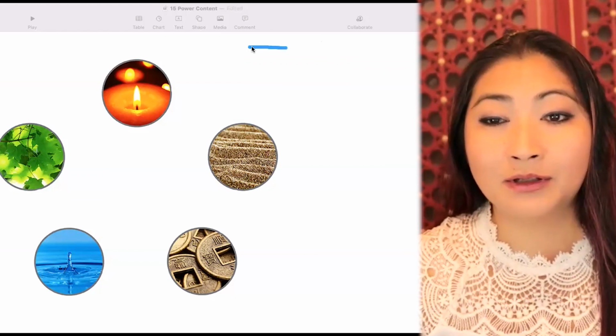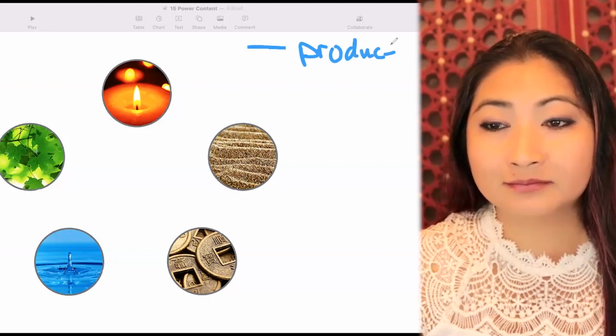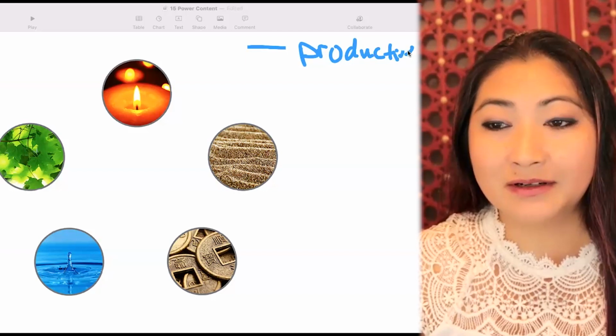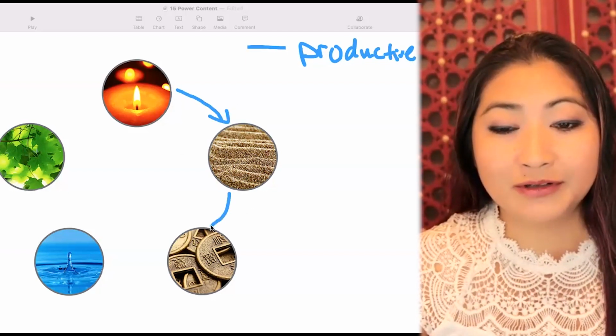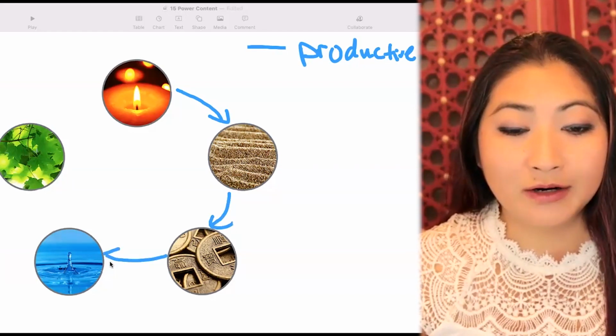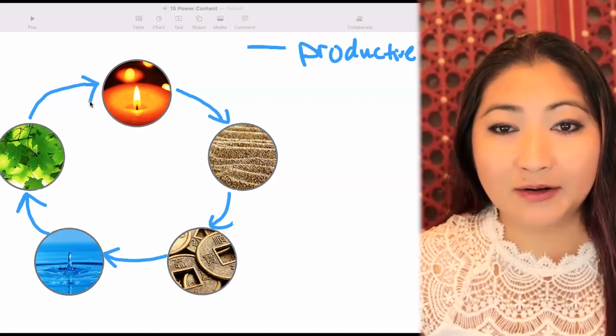So in the blue, this would be the productive cycle. Okay, sorry, I'm writing with a mouse here. Okay, so fire produces earth, earth produces metal, metal produces water, and water produces wood, and wood produces fire.